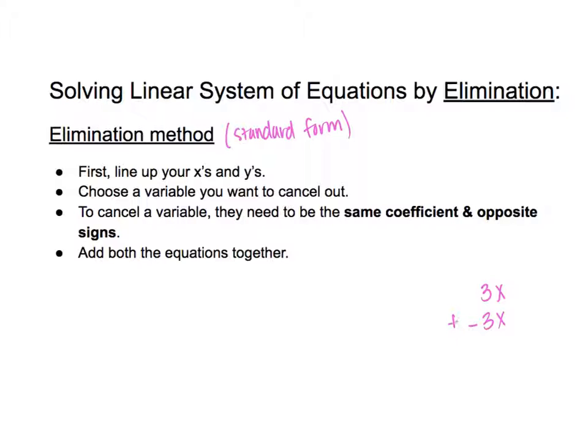Well, when I add these two, because with elimination what you're doing is adding both of the equations together. If one of the variables has the same coefficient but opposite signs, when you add them, they're going to cancel out, right? Because 3 plus negative 3 is going to be 0. So they cancel out and just give you 0. That's why we want to make sure that they have the same coefficient but opposite signs.